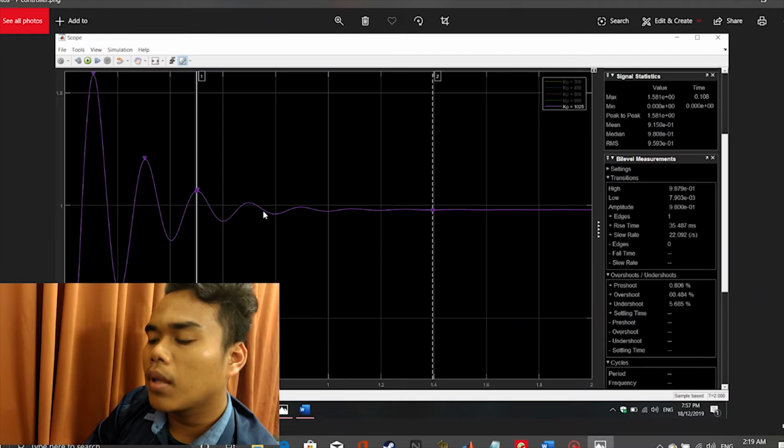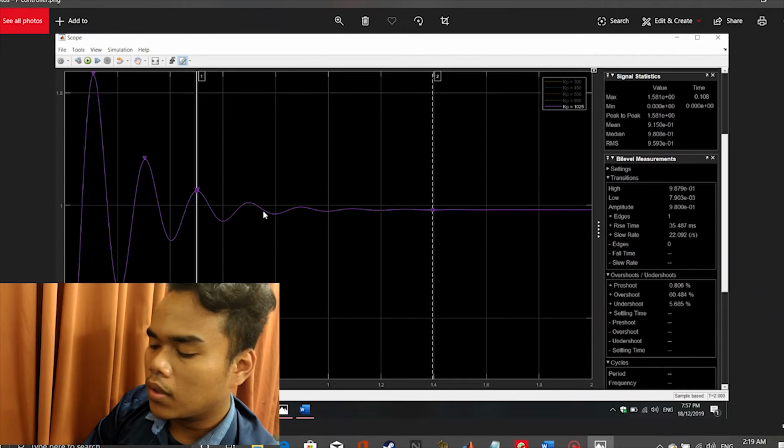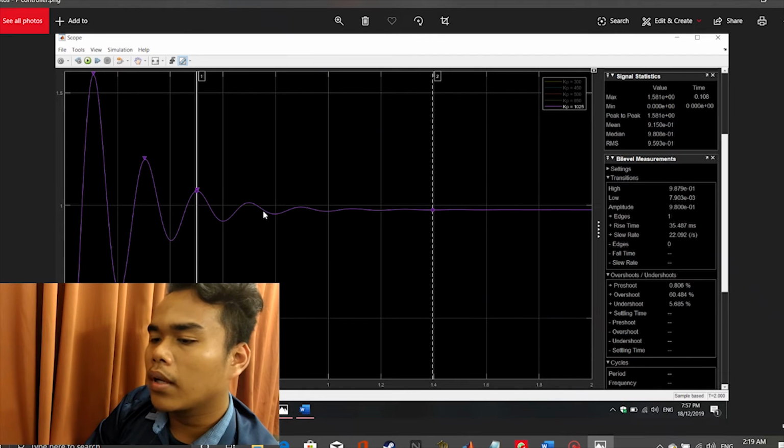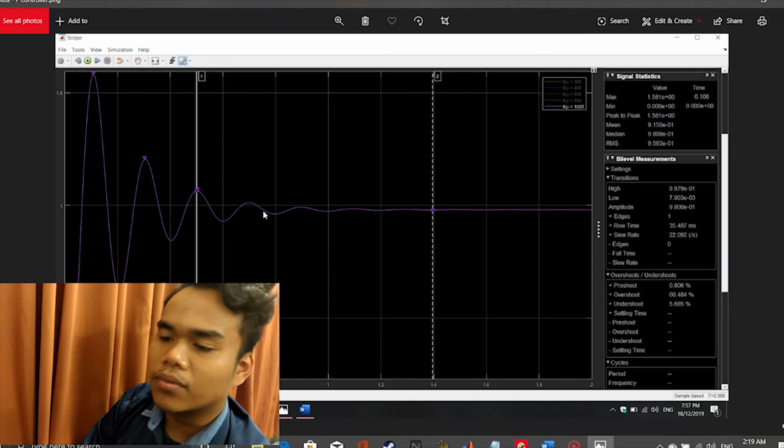If we follow the table, the steady state error for the KD value will remain and not change. Okay, that's all for me. Thank you.